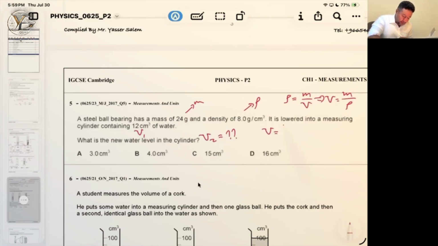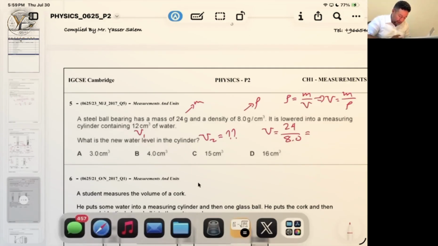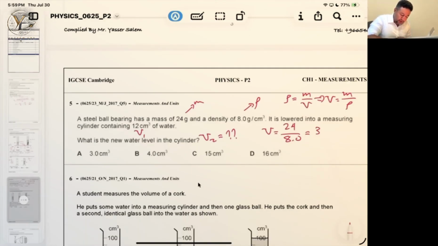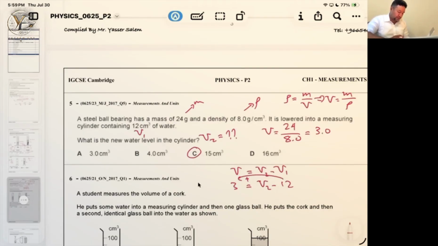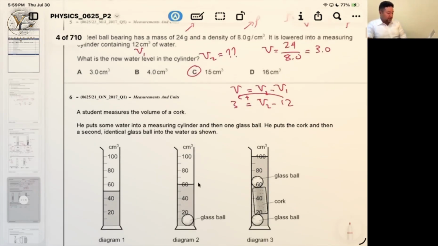What is the mass? The mass is 24. What is the density? It is 8.0. So 24 over 8 equals 3. So 3.0, here is the total volume. And the volume V is equal to V2 minus V1. So if V is 3 and V2 is unknown, and V1 is 12, I'm going to move V1 to the other side. It will be positive. So V2 is equal to 15. So the answer will be 15 centimeter cube. So this is question number 5.